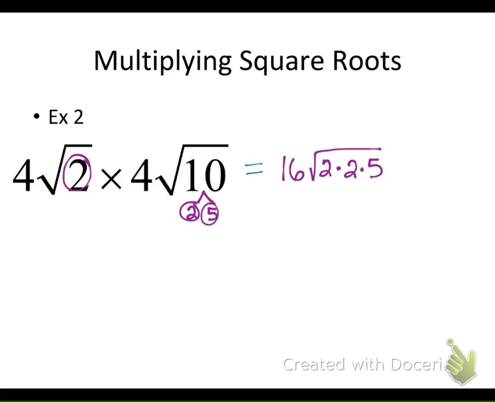So the next thing that we do after we get all our pairs, we circle our pairs, right? Our pairs cancel. And what happens with this pair of twos? Where does it go? It goes on the outside. What's it joining on that outside? 16. So what's 16 times 2? 32. And then what do I have stuck on the inside? What's the radicand on the inside? 5. And that's it. That's your answer.